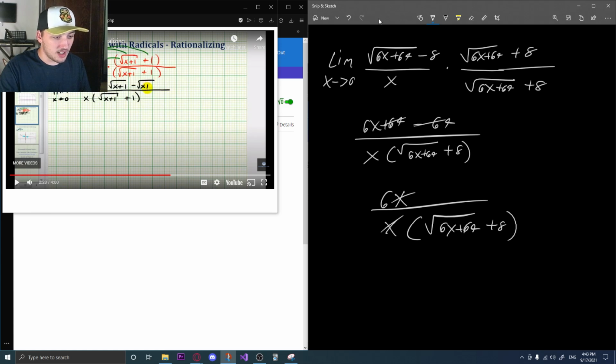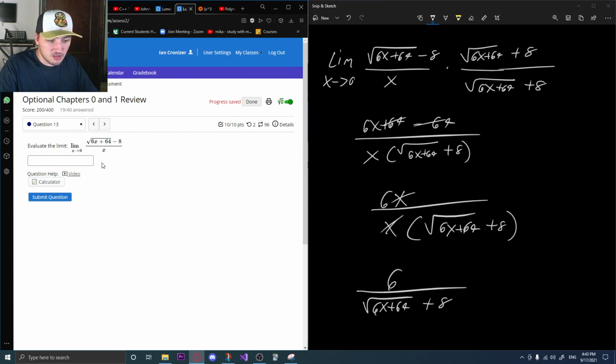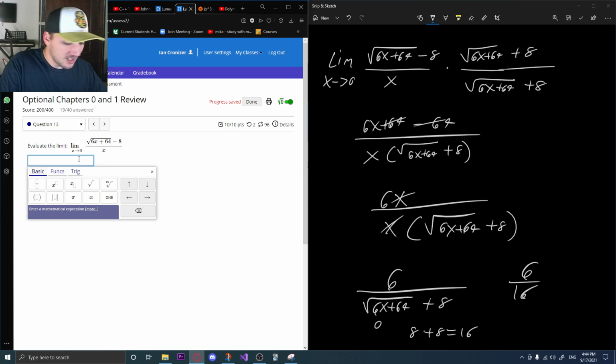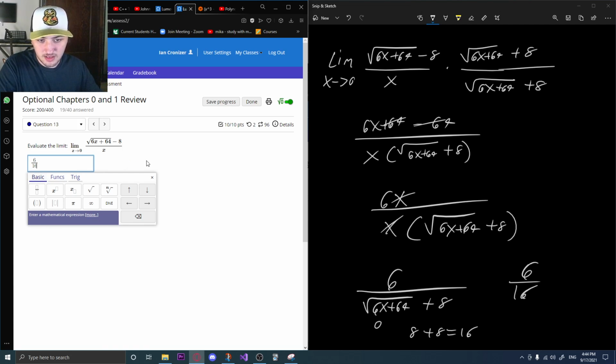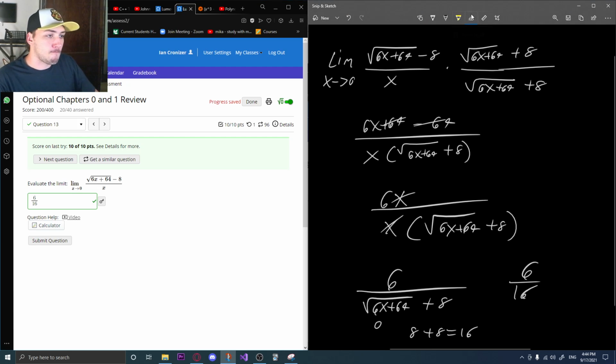These x's are going to get got. So now all we have is 6 over the square root of 6x plus 64 plus 8. And at this point we can probably throw 0 in there. So 6 times 0 is going to be 0. Square root of 64 is 8. So it's going to be 8 plus 8, which is 16. So it's 6 over 16, which I don't think simplifies. There you go. It just looked scary. I was scared. That is intimidation. Ain't nothing.